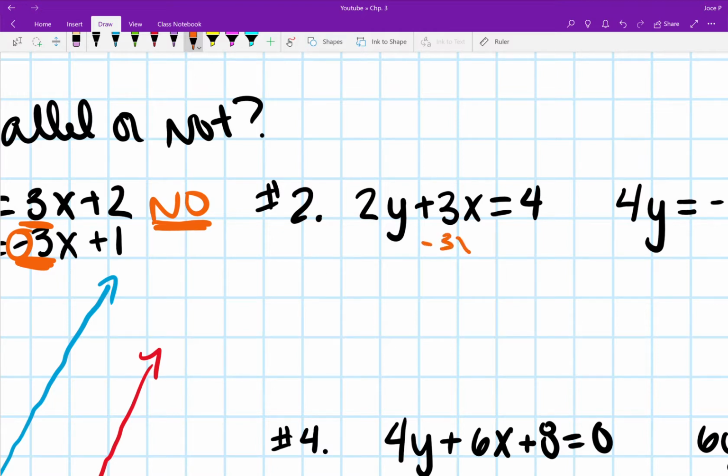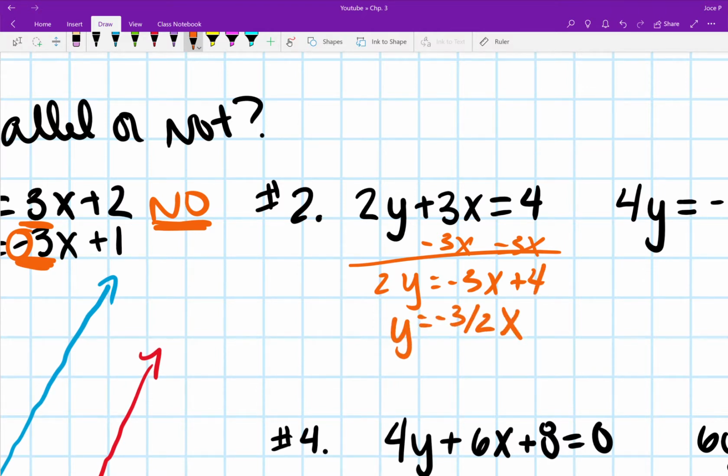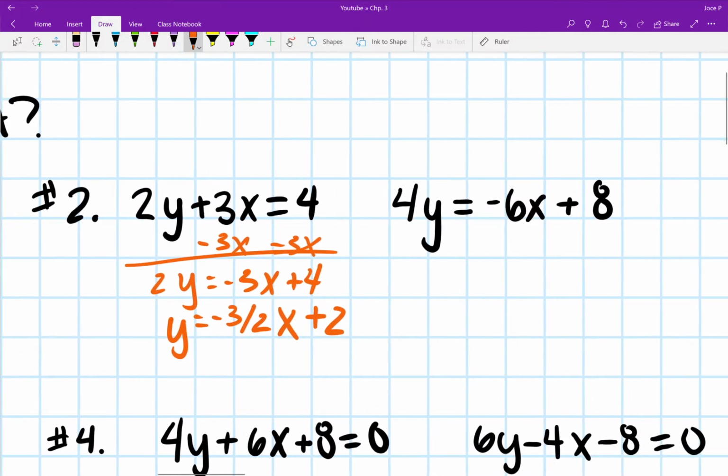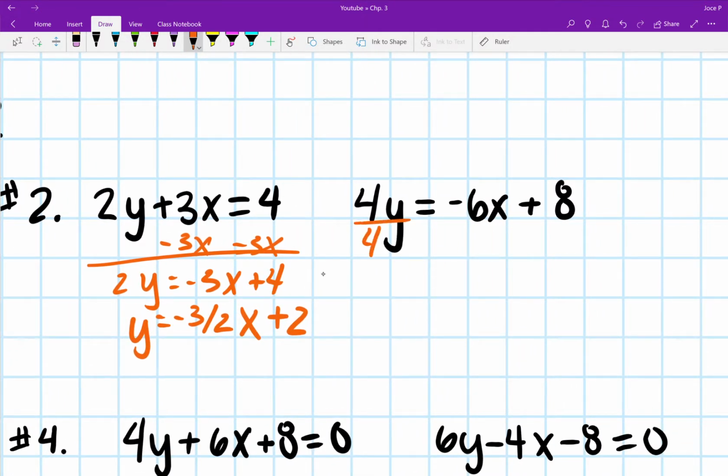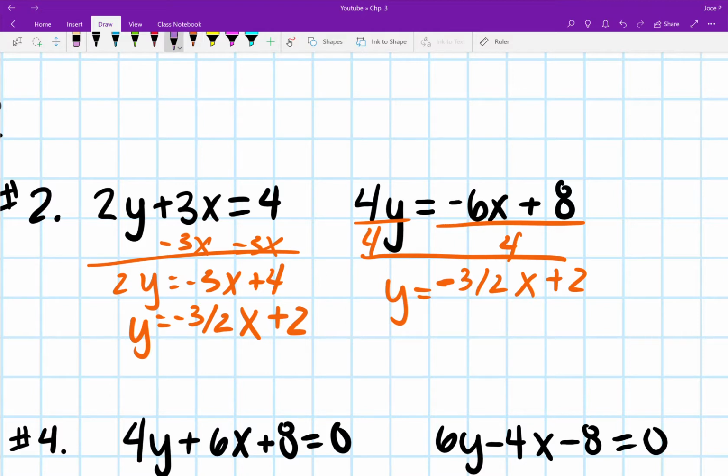So let's bring the 3x over. Now we have 2y equals negative 3x plus 4. Y equals negative 3/2 x plus 2. Our second equation, divide each side by 4: y equals negative 3/2 x plus 2. Oh, look at that. They have both the same slopes, but they also have the same b, the same y-intercept.